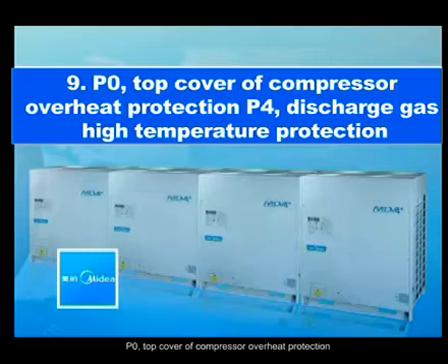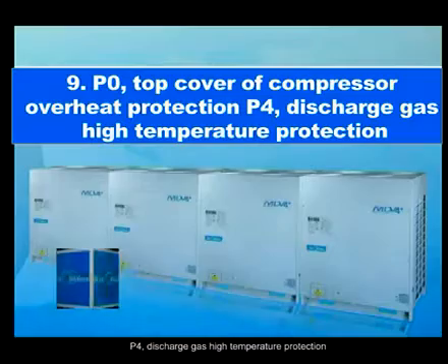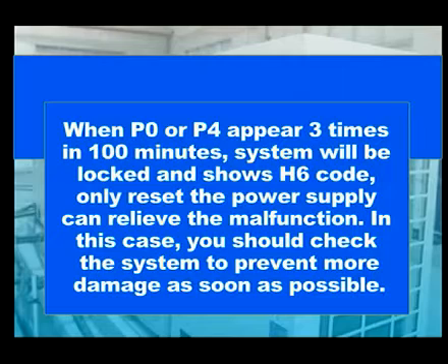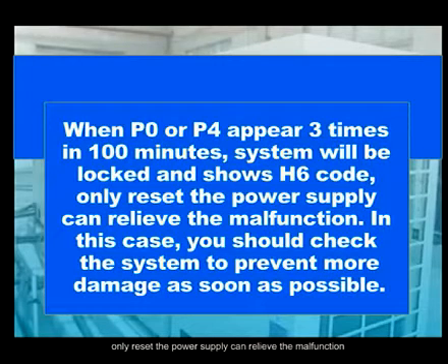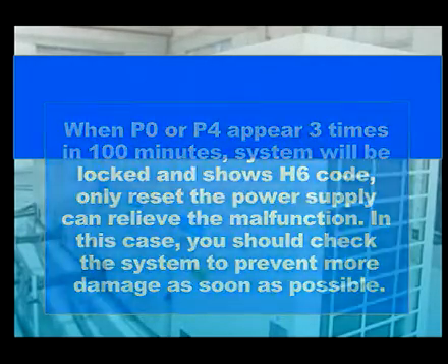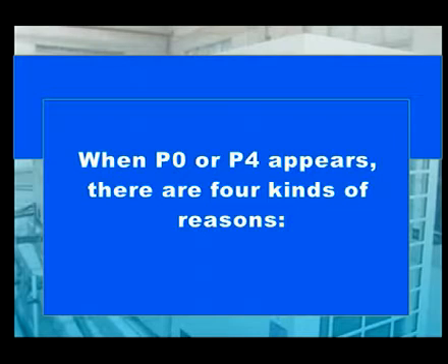P0, top cover of compressor overheat protection. P4, discharge gas high temperature protection. When P0 or P4 appears 3 times in 100 minutes, the system will be locked and show the H6 code. Only resetting the power supply can relieve the malfunction. In this case, you should check the system as soon as possible to prevent more damage. When P0 or P4 appears, there are 4 kinds of reasons.